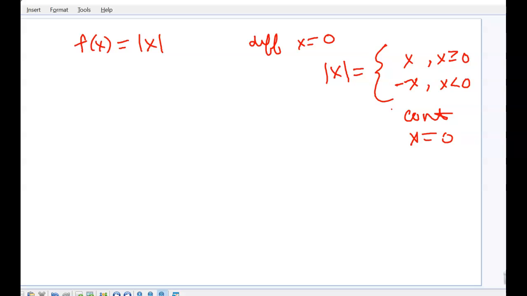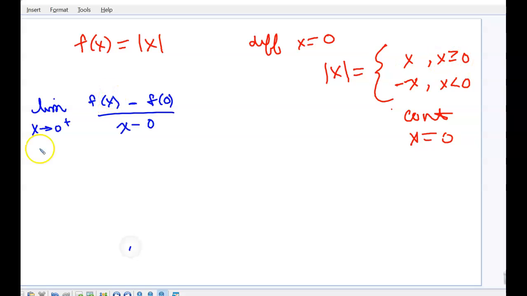Now, we want to figure out if it's differentiable at x equals 0. So again, I'm going to use the limit as x approaches 0 from the positive side of f of x minus f of 0 all over x minus 0. Coming from the right, I'm going to use x in terms of f of x. So this is the limit as x approaches 0 from the right of x minus 0 over x minus 0. And this ends up being 1.